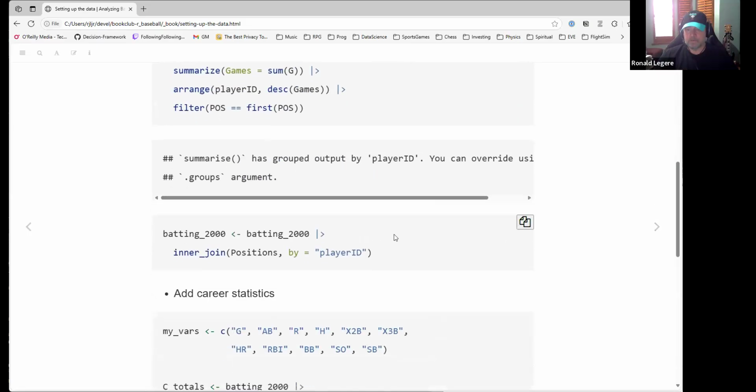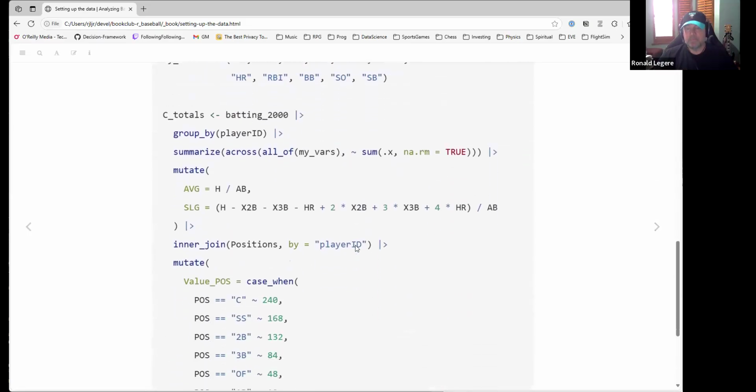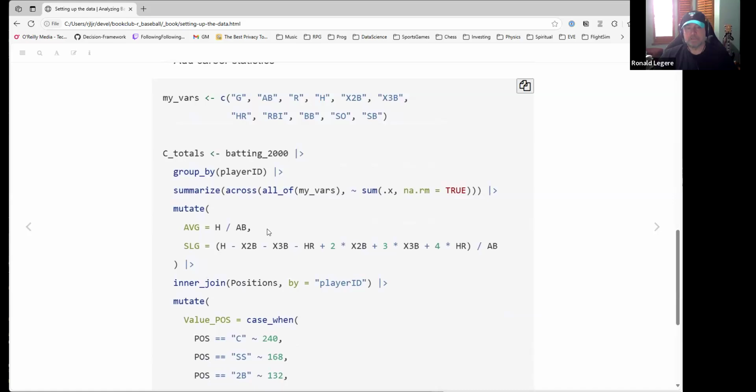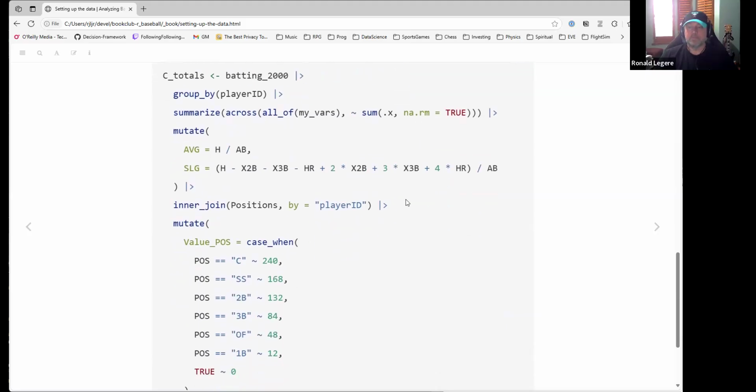Let's see what else he does here. Then he computes their career statistics, that is how many games, all the different things we've done, the batting average, the slugging average, all the rest of the things for the entire career, and then combines that with their value for their position, which is again termed by Bill James for calculating similarity. So I guess the idea is that a first baseman and a catcher are very, very different, but an outfielder and a first baseman aren't as different as those two are.